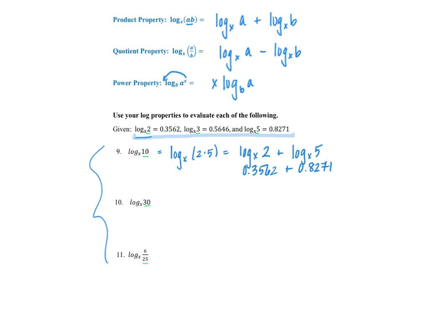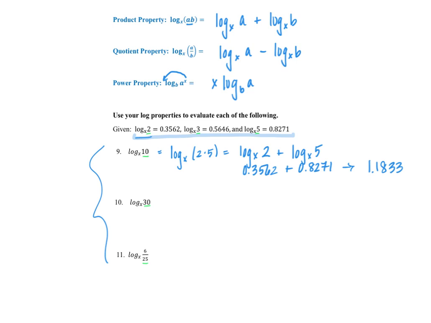So let's add those numbers together. If I have 0.3562 and I am adding 0.8271, that gives me 1.1833. Let's try that same logic, or apply that same logic to this one.